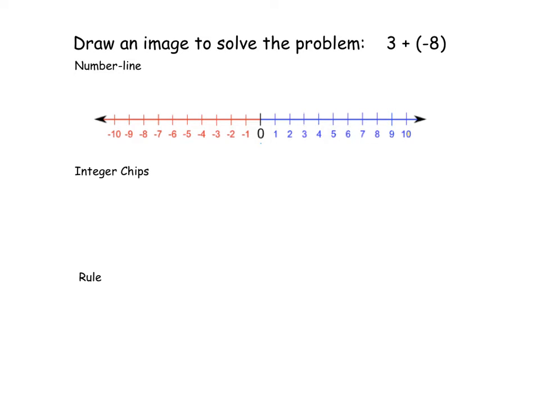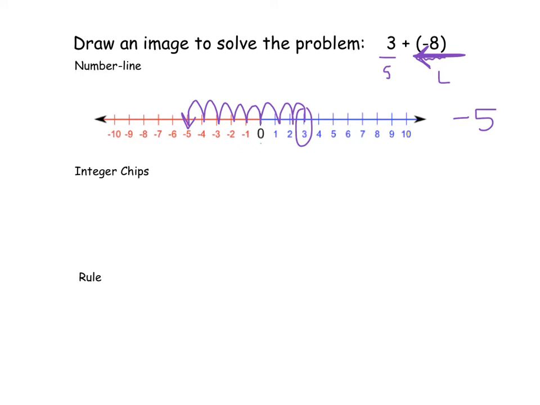It says to draw an image to solve the problem, and our problem this time is 3 plus -8. So if we use the number line, if this is the visual you prefer, we start at the first number, which is 3, and it's positive. Negatives move down or to the left. So I'm going to have to jump -8, or 8 units left. 1, 2, 3, 4, 5, 6, 7, 8. And I landed on the answer -5.